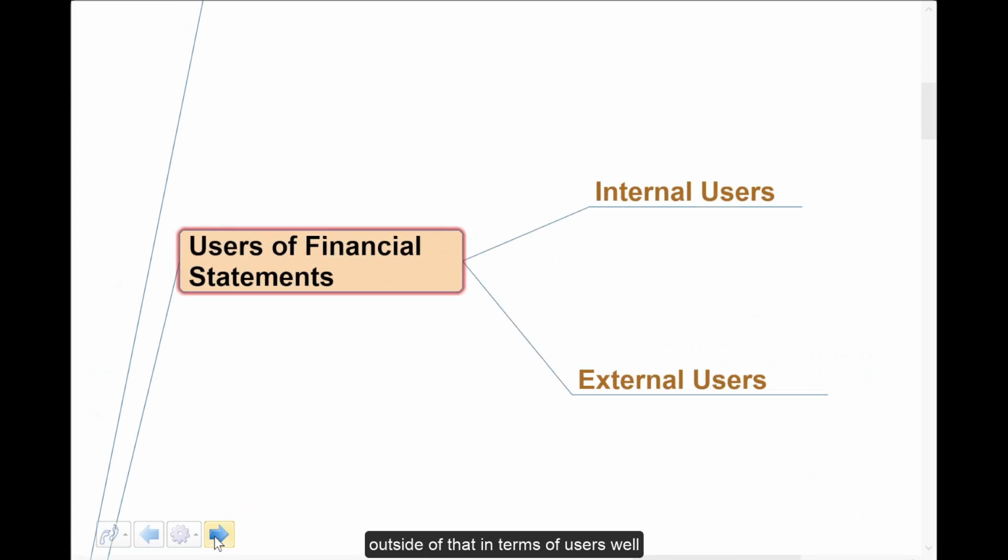Outside of that, in terms of users, well, we've talked about them. There's a variety of different users, internal, e.g., let's say, management, or indeed the directors. They'll use a variety of different things, but certainly management information produced very regularly, periodically, weekly, monthly, etc. Management accounts is a good example, budgets, etc. They'll also use, obviously, financial information on an annual basis, as will external users.